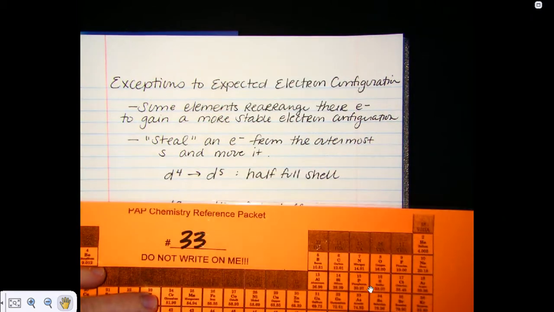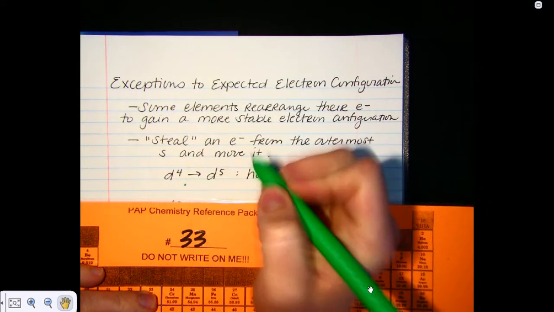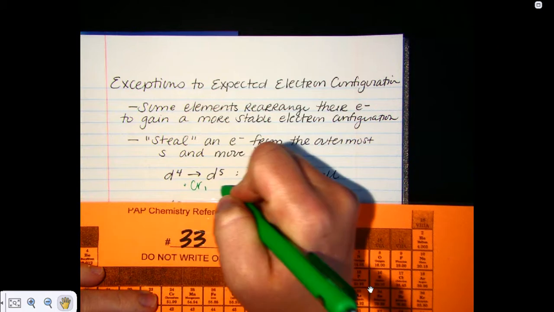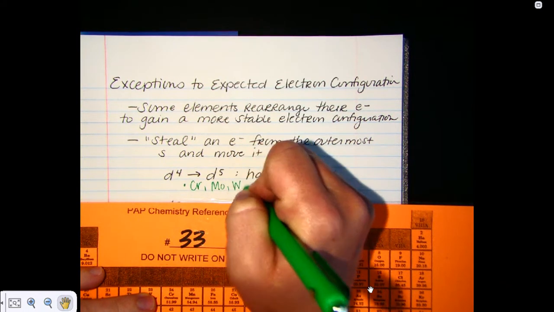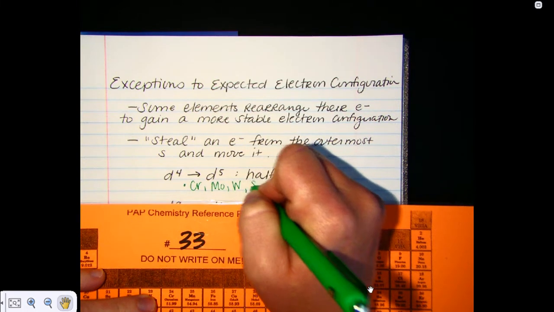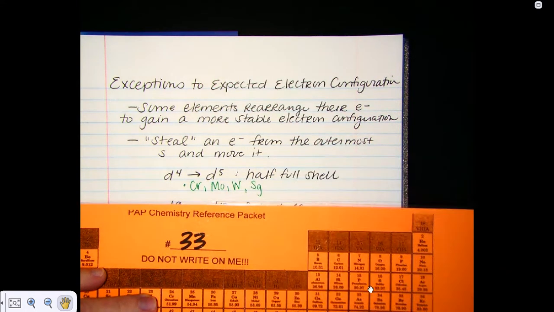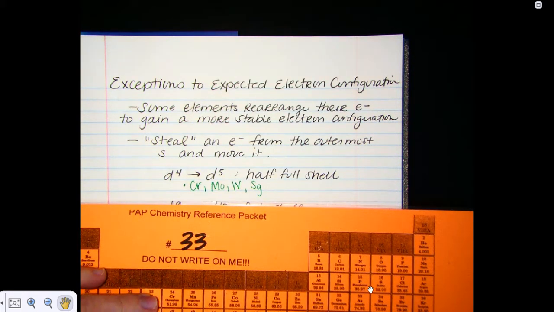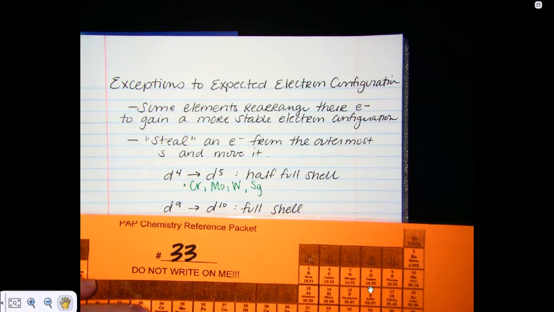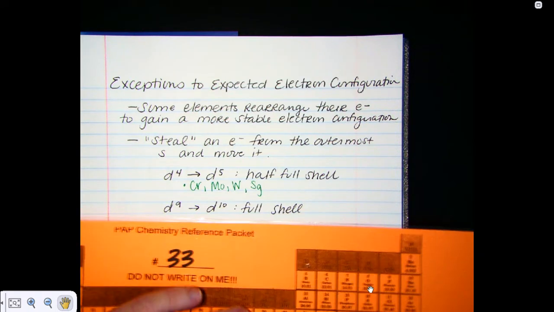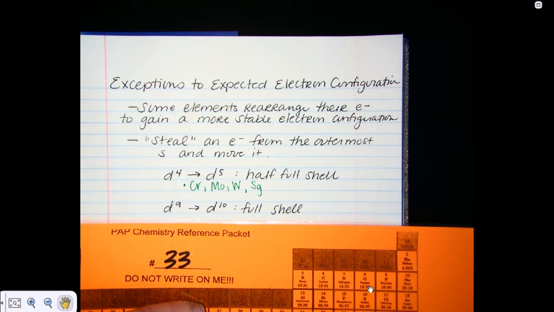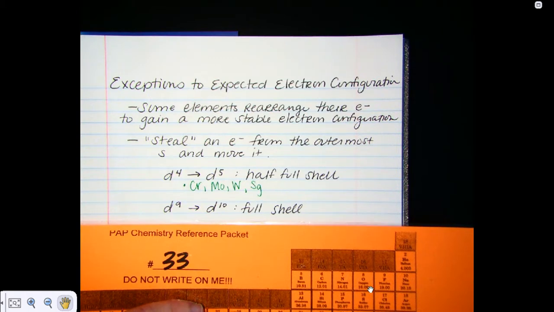So we're going to see that those ones will actually steal an electron from their outermost energy level, which will be an S, and they will move it to the previous D block to make that D block a half full subshell, which then results in a larger number of unpaired electrons. We also see the same thing in our D9 elements becoming D10. So that would be copper, silver, gold. And we're going to ignore this one down here.